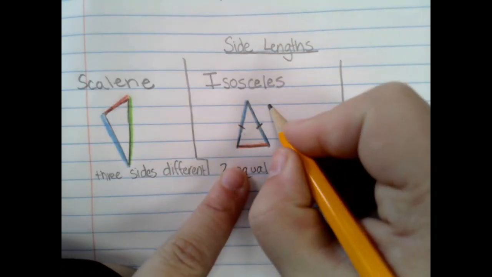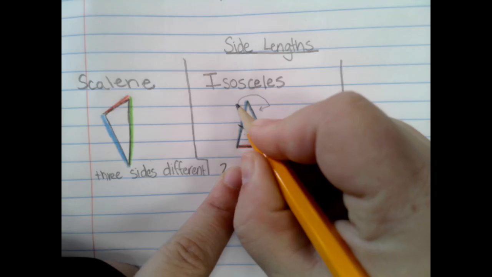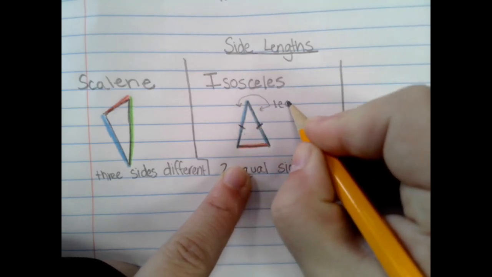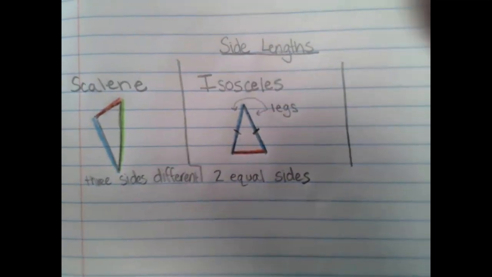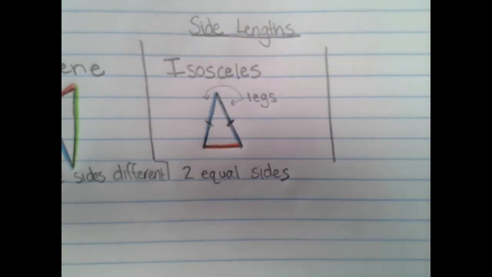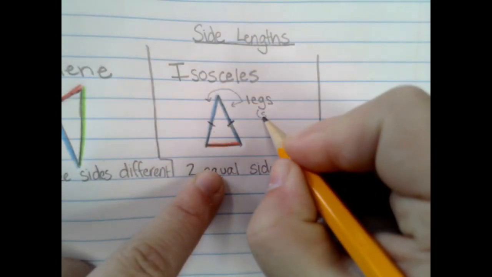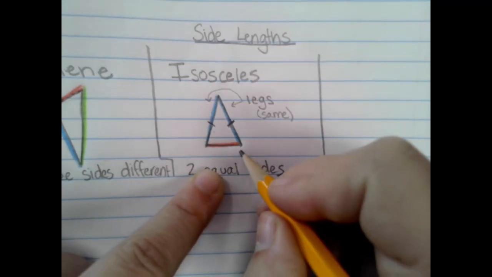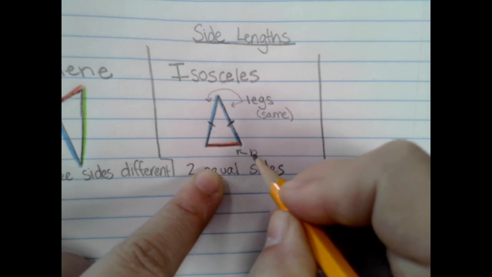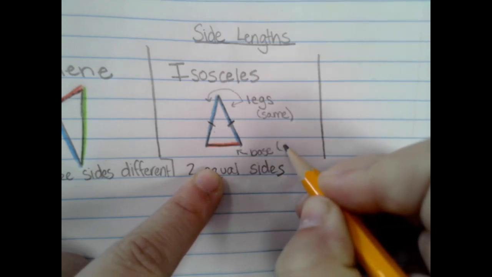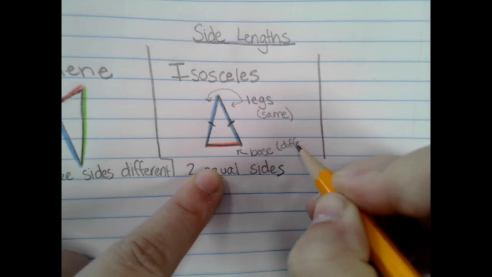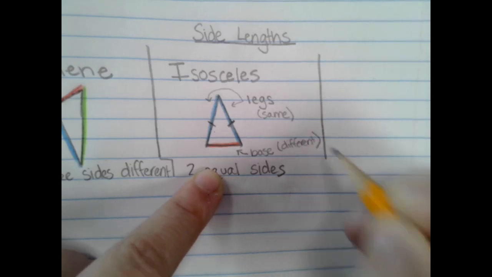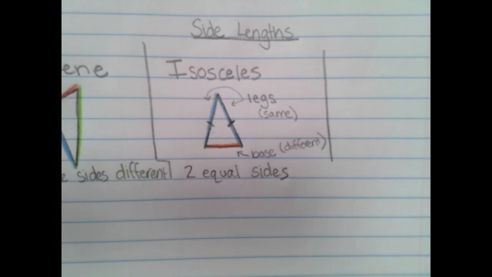But the sides that are the same are called legs. And the side that's different is called a base. Now, generally speaking, if we're drawing it or when we think of base, we might think of base as the bottom. But the base isn't always the bottom. It's just the side that's different.